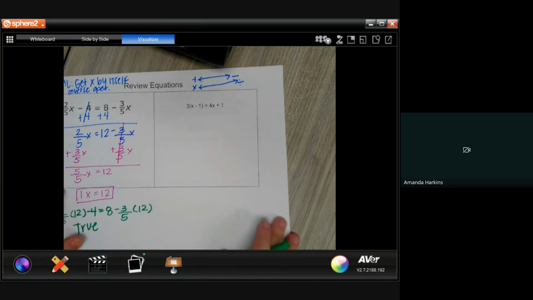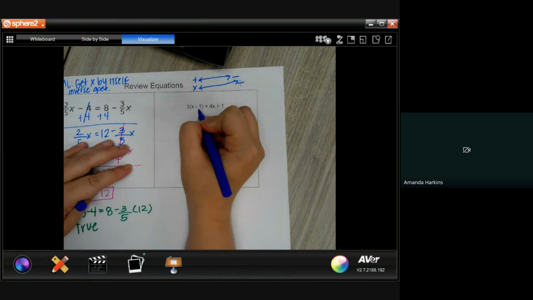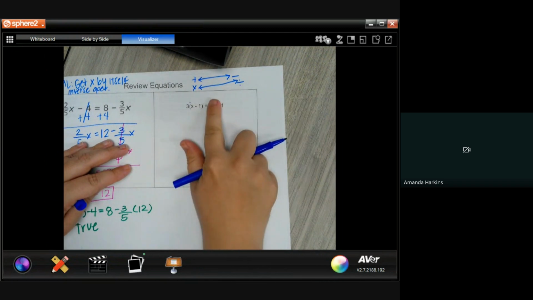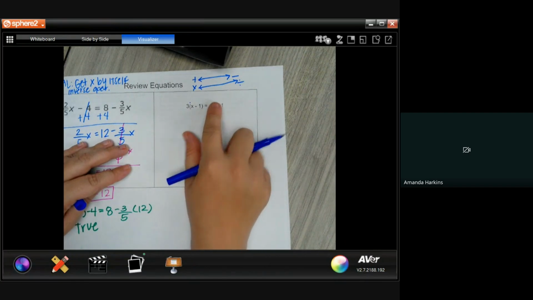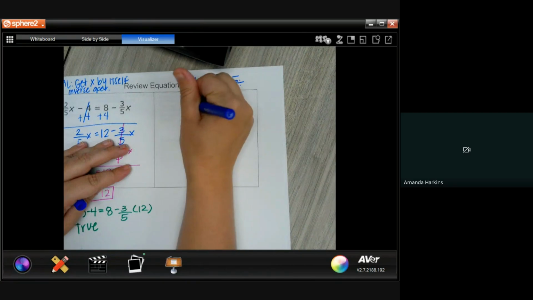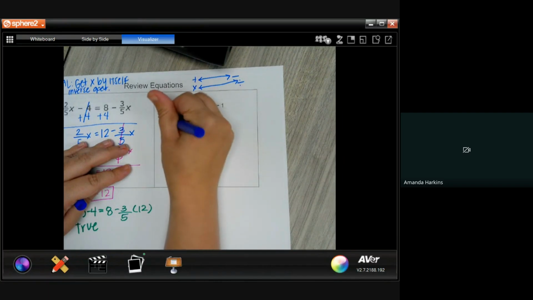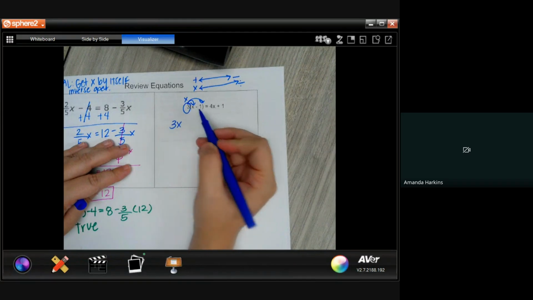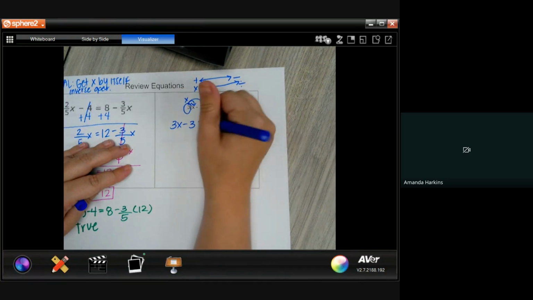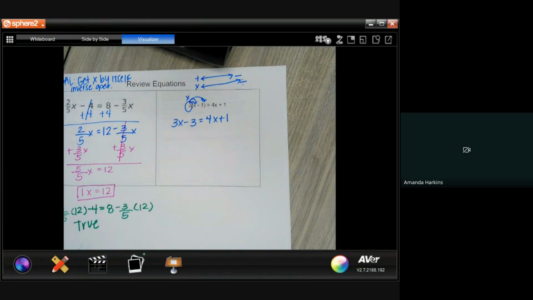Okay, my next problem is we have 3 times the grouping of x minus 3 equals 4x plus 1. So remember, we want to go ahead and combine like terms or distribute. So if I look on my left side, I can go ahead and do that. When I'm distributing, that just means that I'm multiplying by the outside. So 3 times x is 3x. And then 3 times -1 is -3, right? Equals 4x plus 1. If I look now, I don't need to combine anything.